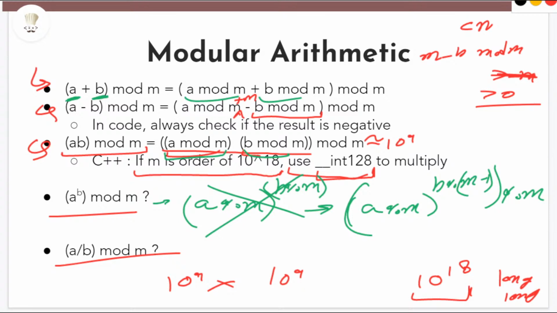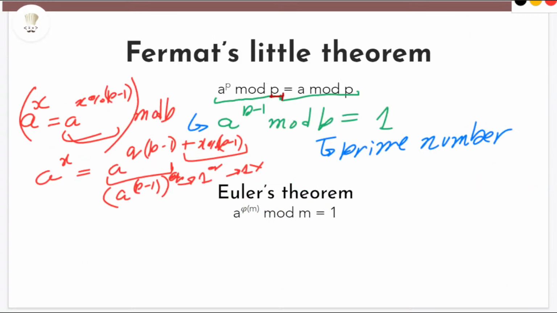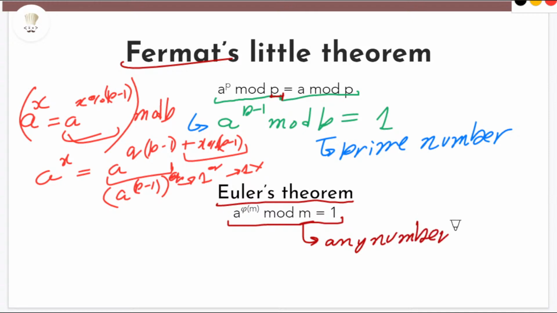If M is prime. If M is not prime, then we have another theorem which is called Euler's theorem. Euler found this much later, after Fermat found his little theorem, right? Euler's theorem says that A to the power phi M mod M is equal to 1. Here M doesn't have to be a prime number; this can be any number. This is a more powerful theorem than Fermat's little theorem because M is allowed to be any number. But what is this phi M here? This phi M is Euler's totient function, right?